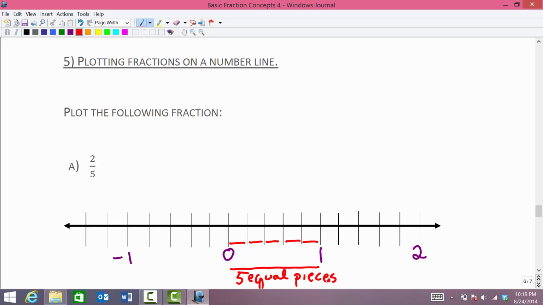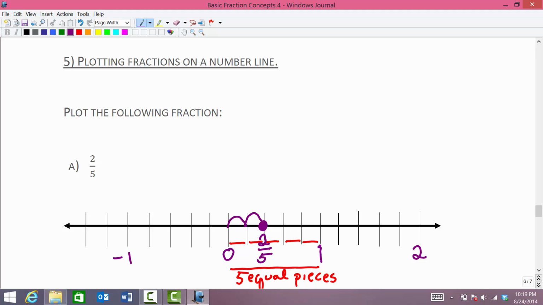And how many of them do I need to shade? Well, I need to shade 2 of them. So what we really do is we start at 0 and we skip 1 and we go to 2. So we have gone 2 spaces. So we would say that this line right here would represent 2/5. It's 2/5 of the way between 0 and 1.